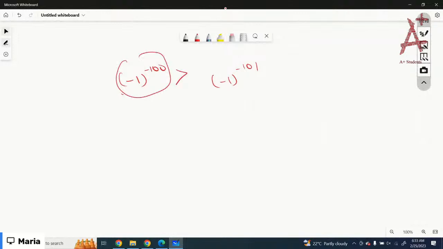Got it? Because 100 is an even exponent. Negative 100 is an even exponent. So when you solve the exponent, it makes 1. But negative 101 is an odd exponent. When you solve it, it makes negative 1. So 1 is greater than negative 1. Got it? That is the justification: when you solve the even exponent, it would be 1, and when you solve the odd exponent, it would be negative 1. So 1 is greater than negative 1.